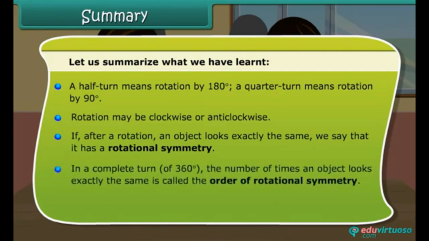In a complete turn of 360 degrees, the number of times an object looks exactly the same is called the order of rotational symmetry.